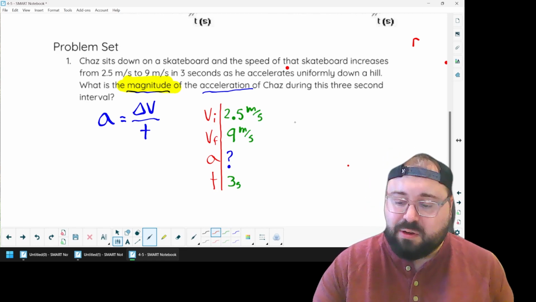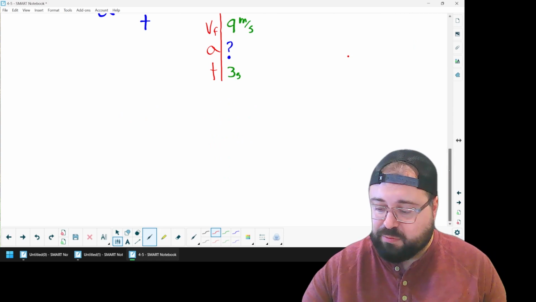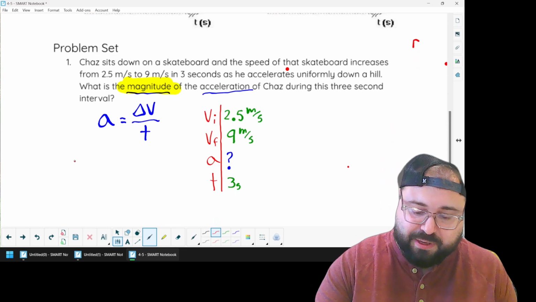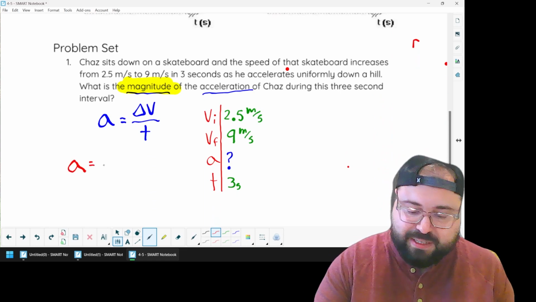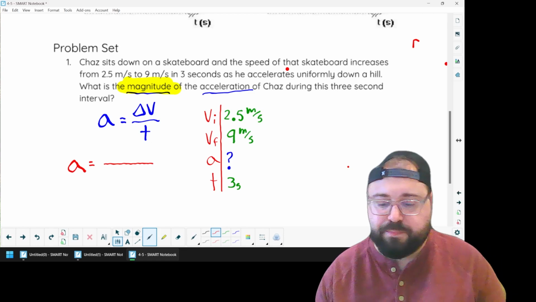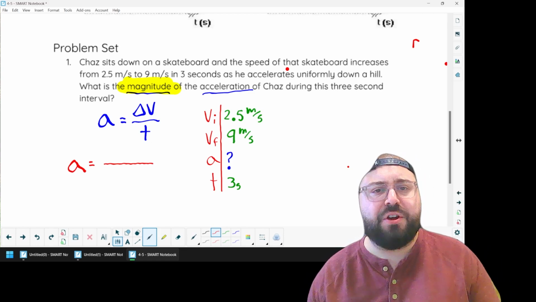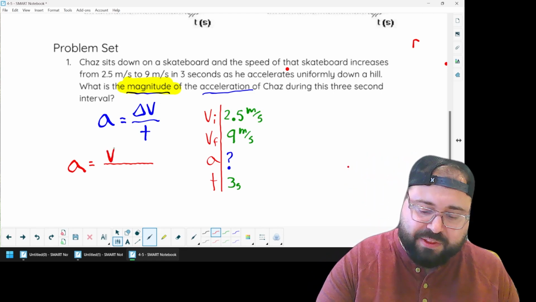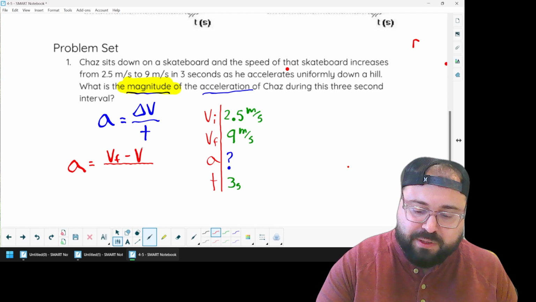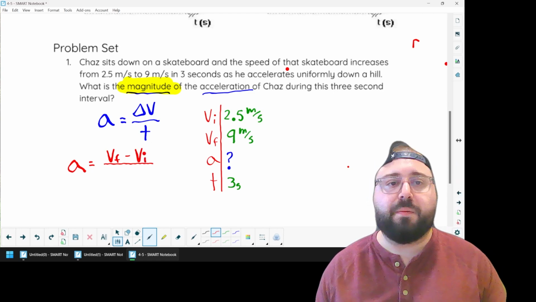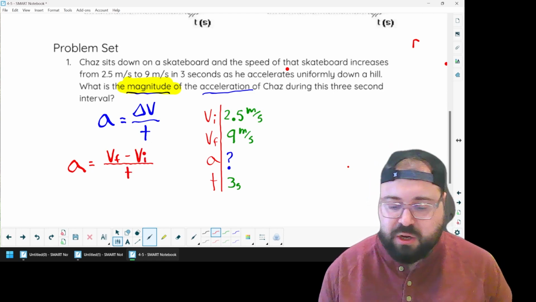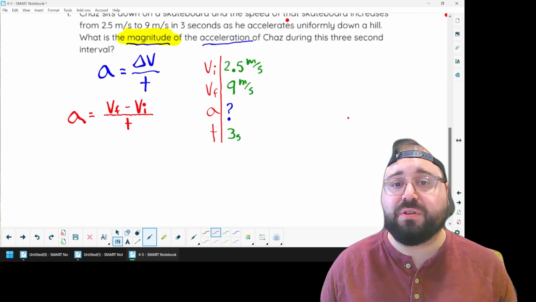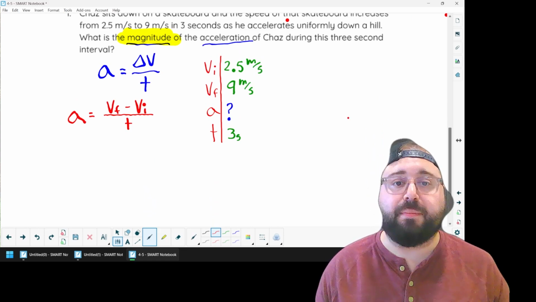Now let's use our equation, which we already wrote down, a equals delta v over t, and substitute into that equation. So a equals. Now the delta v part of this is kind of tricky. Do we do 2.5 minus 9 or 9 minus 2.5? As we talked about at the start of the year when talking about displacement, we always use the same order. It's always final minus initial. So we could rewrite our equation like this. This is something you might want to add to your reference table if you feel like you're not going to remember this.